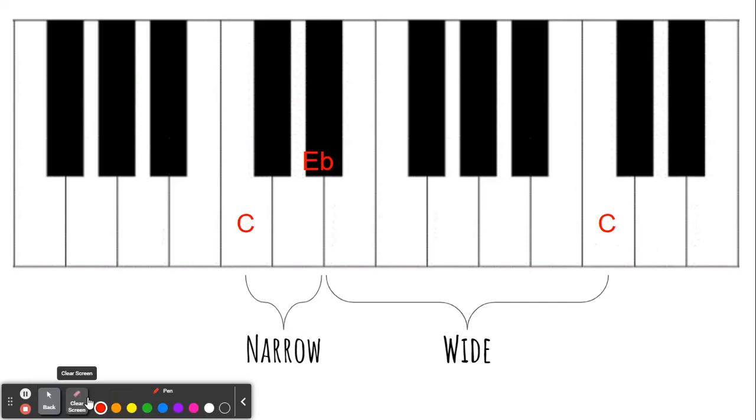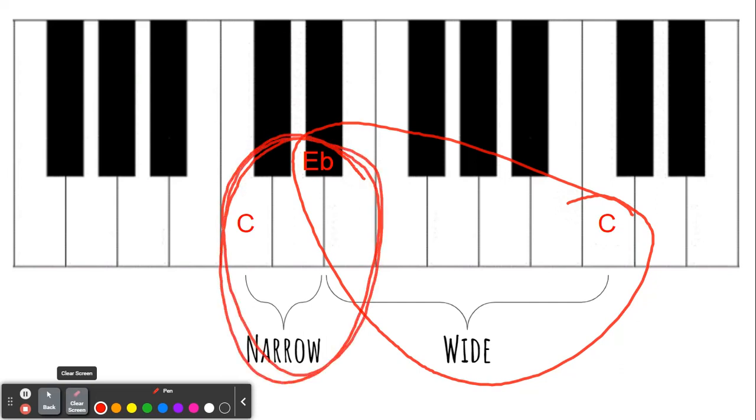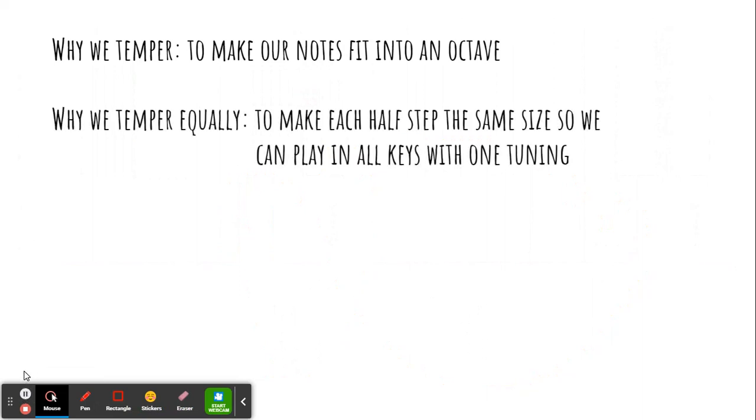Yes, I need to make everything squished to fit into an octave. So with any of these intervals, when I'm talking about them being wide, we have to narrow the narrow intervals even more to make room for them. That's an important point to remember also. So why do we temper? We temper to make our notes fit into an octave. Why do we temper equally? To make each half step the same size so we can play in all keys with one tuning.